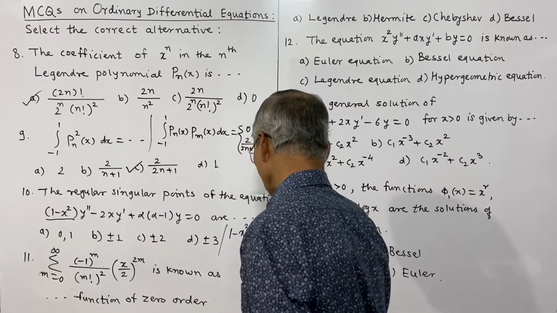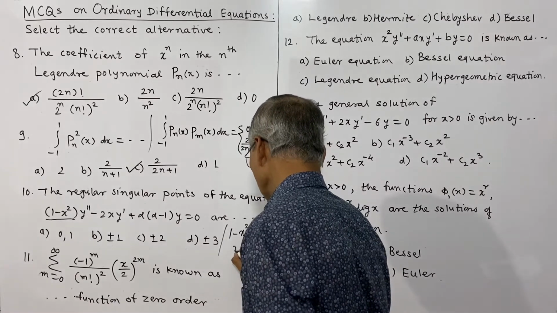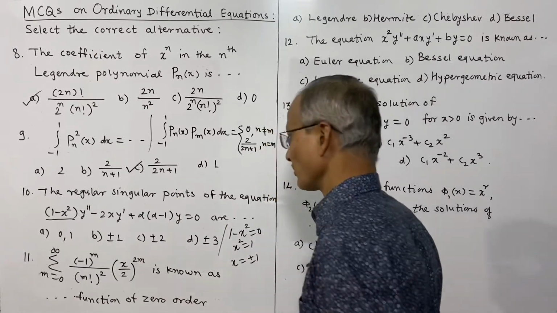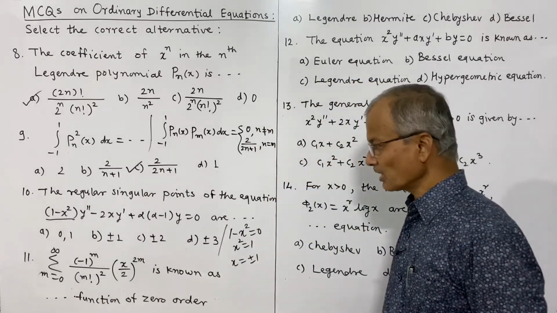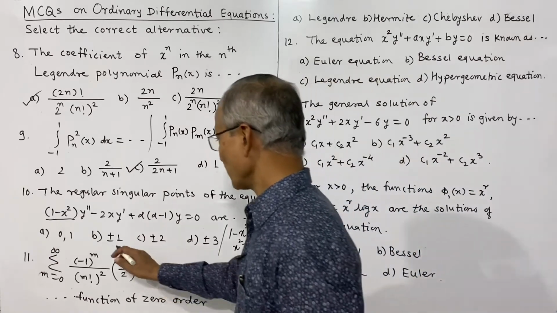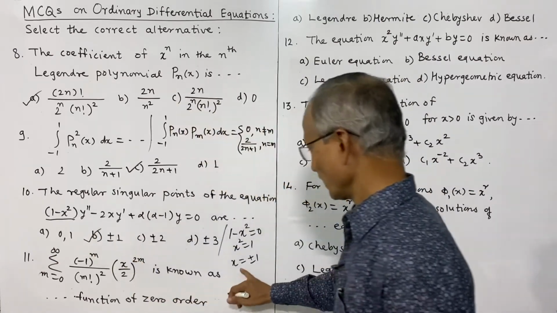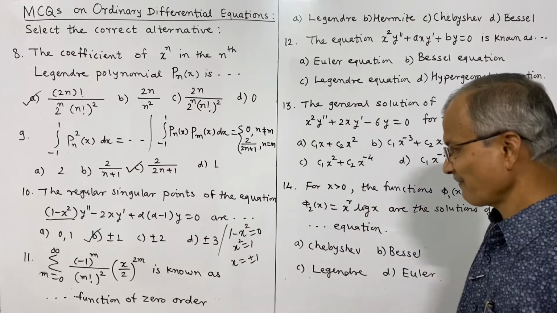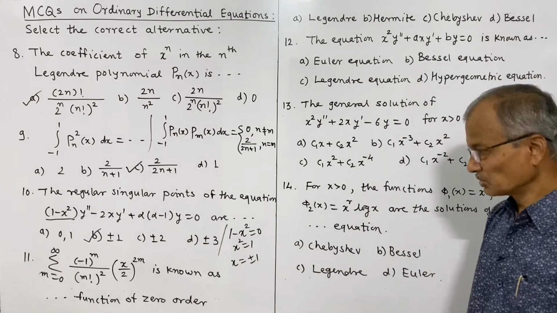1 minus x square is equal to 0, or that means x square is equal to 1, or that means x is equal to plus or minus 1. So in this way it is simple that the regular singular points are plus or minus 1. And the next is dependent on the method of solution.